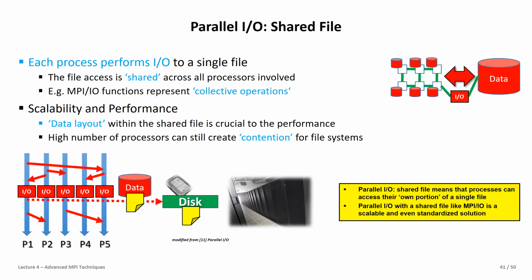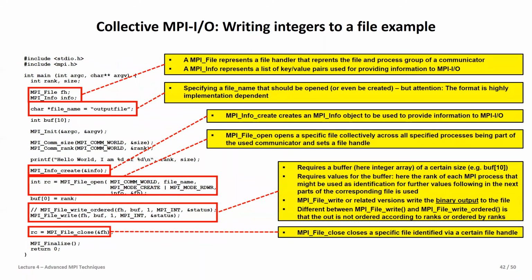And still, let's be honest, when we have many different processes, they can still create contention for the file system if they are doing all of that at once. But the shared file also means that all of them have their own portion. So usually it scales much better than this kind of serial I/O that we discussed before, or parallel I/O with local I/O. This shared file is usually the most scalable solution you can get. And on top of it, MPI I/O is a standard, so it's really a standardized way of doing it. We will also learn this in one of our assignments.